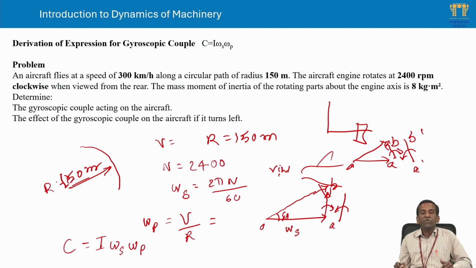Stability is maintained and the aircraft stays in a horizontal position even though it takes a turn. This is about the gyroscopic couple's influence on aircraft. Now we will discuss in coming lectures the gyroscopic effect in automotives and in marine engineering ships. For that you need to understand some important terminology involved in those areas.